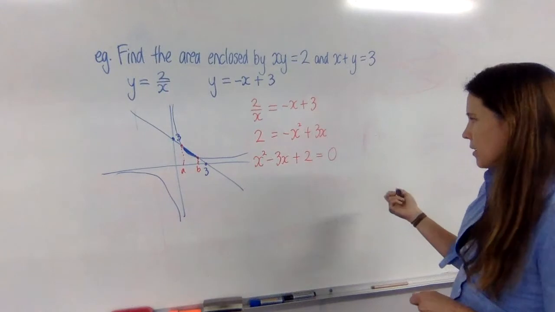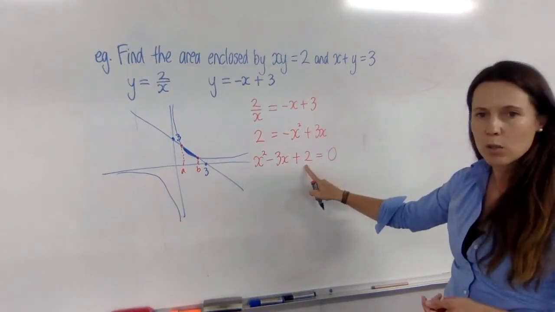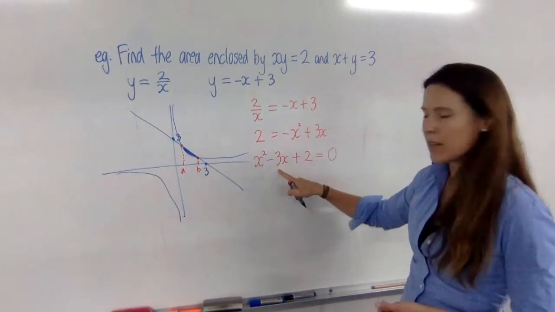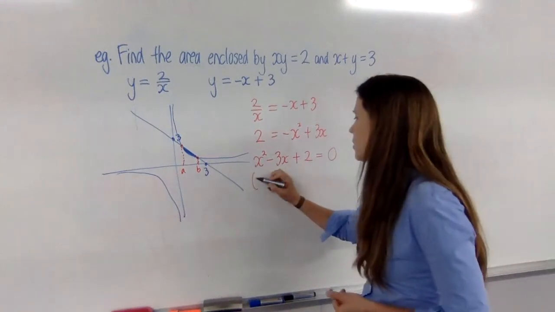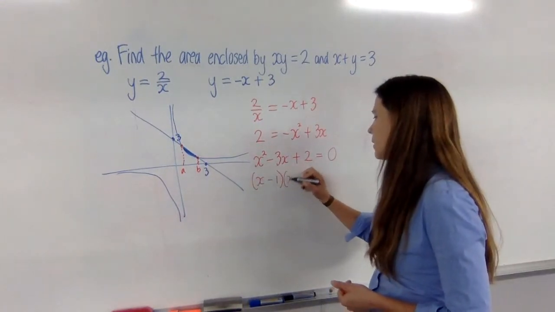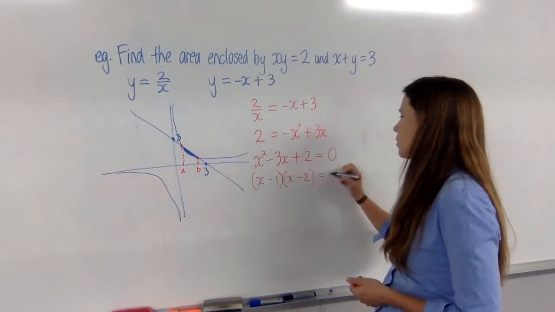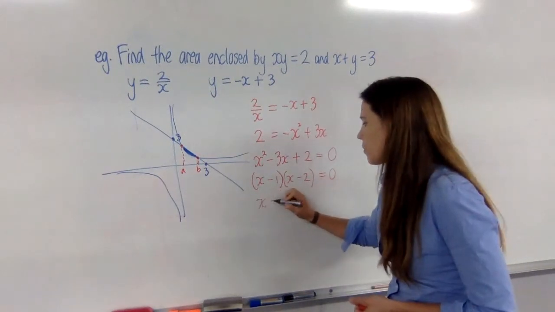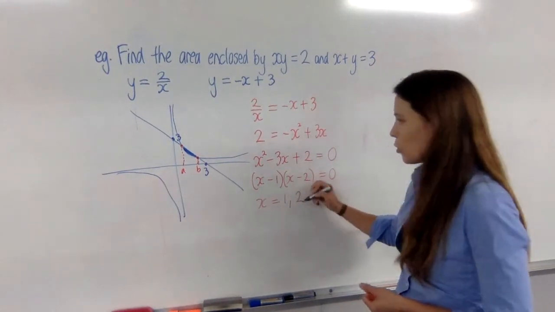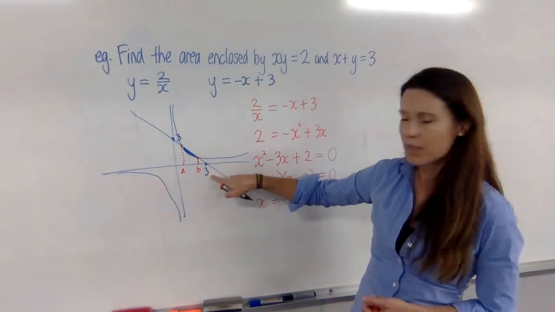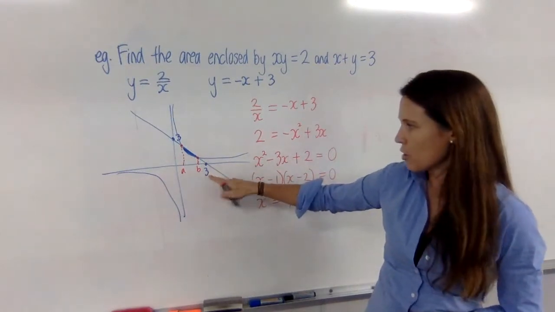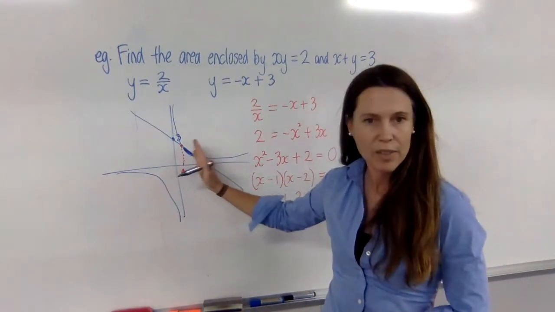Can I factorise it? I need factors of 2 that add to minus 3. They must both be negative. So I can use minus 1 and minus 2. That means that x must be 1 or 2. And that looks about right, because if this is 3, I had a suspicion that they were going to be somewhere in there, didn't I?